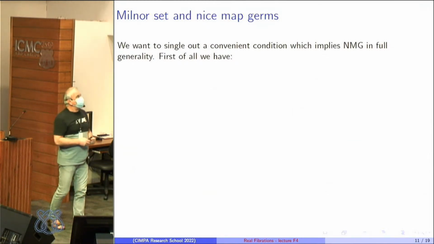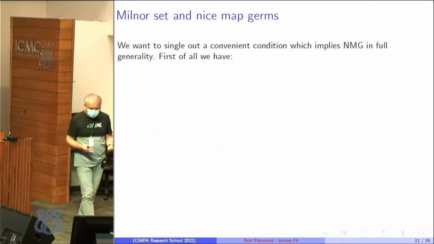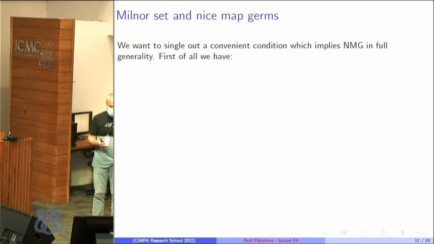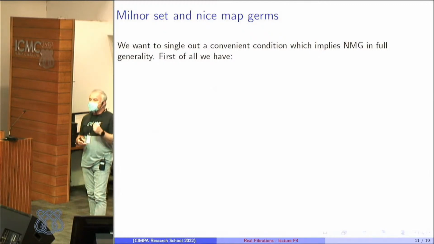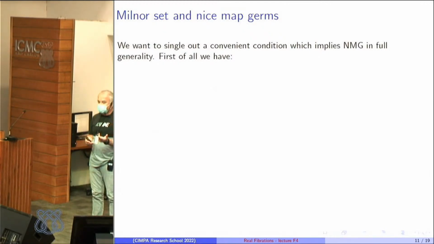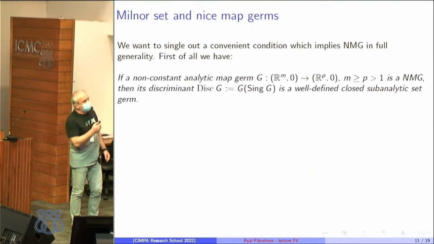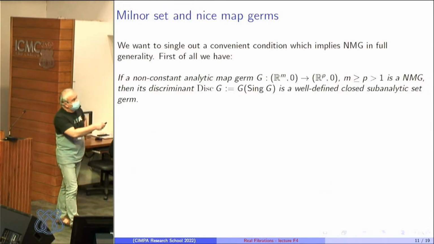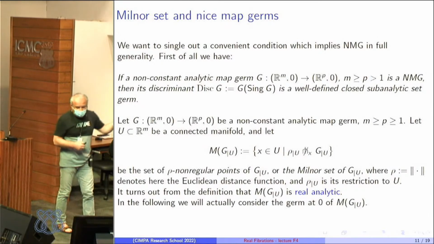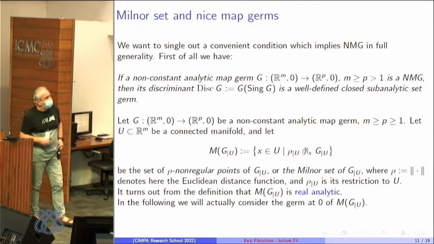And then, of course, we have this notion of nice mapping germs, but we would like something that implies a stronger condition, that will imply NMG, and at the same time give us fibrations. And you remember the rho transversality condition, and you have a similar definition here. I mean, the definition of the Milnor set.